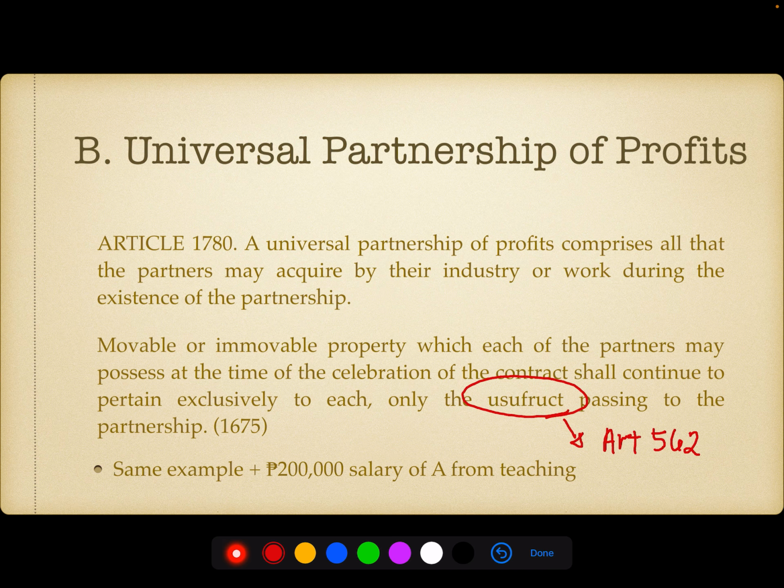All fruits of the property subsequently acquired by the parties do not belong to the partnership but may be included by express stipulation. Okay. So, the reason for this qualification, and please take note of this, is because Article 1780 states that the universal partnership of profits comprises what they may acquire by their industry or work. So when it comes to property, the income from their property that they subsequently acquired is not automatically included in this universal partnership of profits. But they may include that if they put it in the contract.